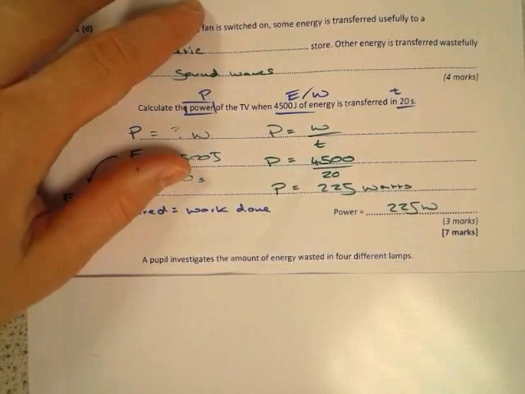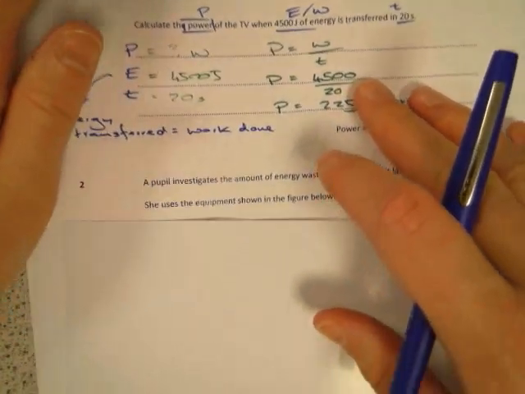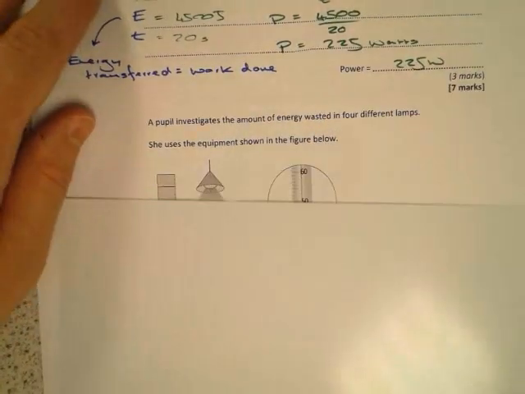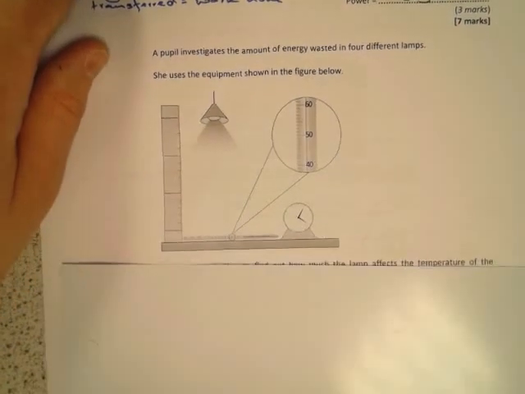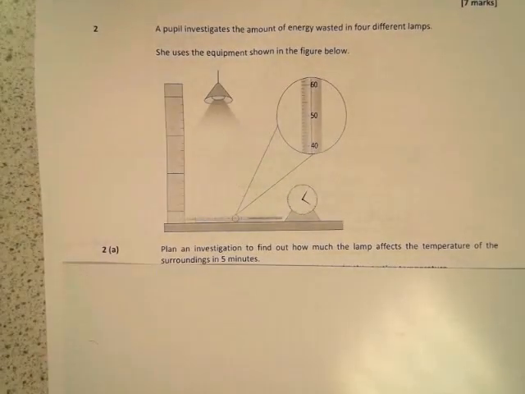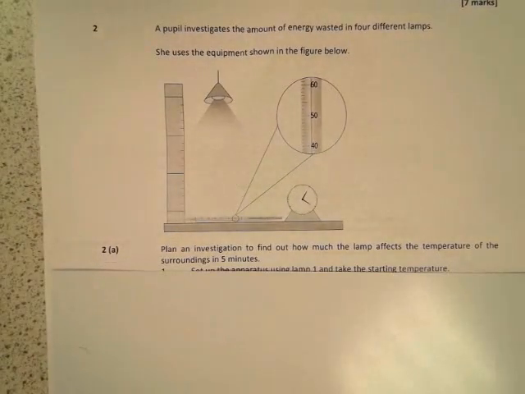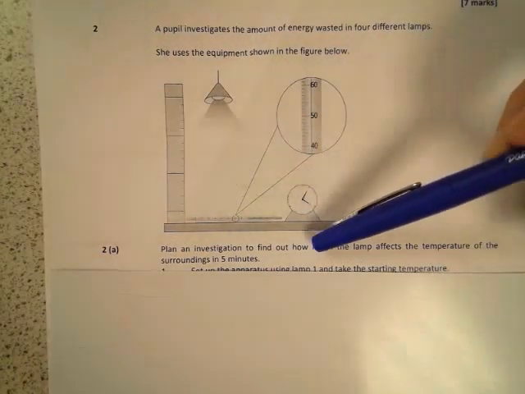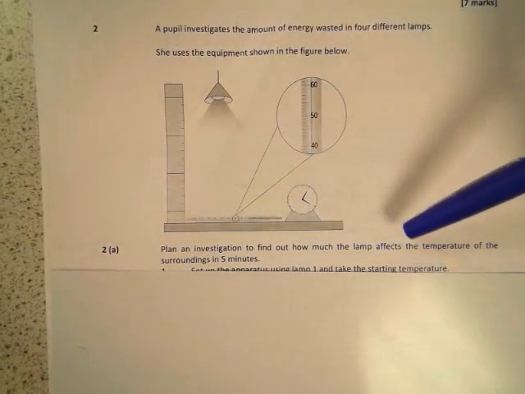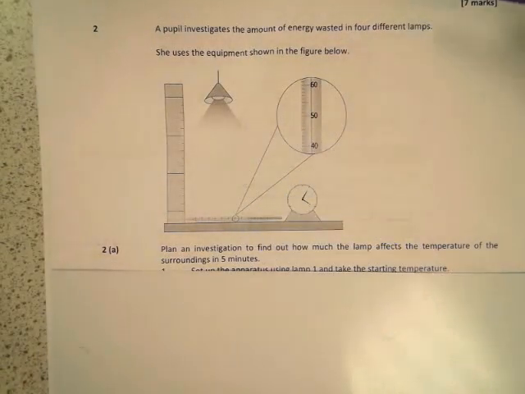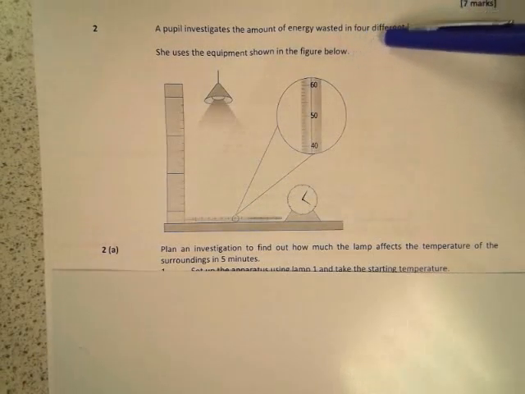Alright, let's carry on. So this is quite a good question. I like this one. It gets you thinking about a particular experiment and thinking in a scientific way. So it wants you to plan an investigation to find out how much a lamp affects the temperature of surroundings in 5 minutes. You're given 4 different lamps.